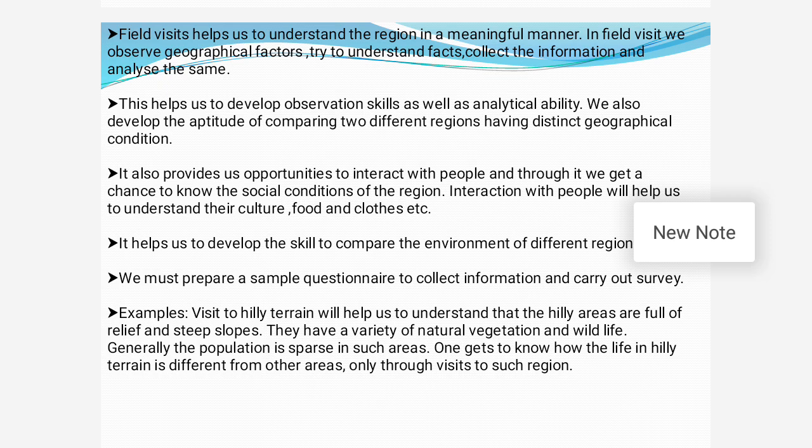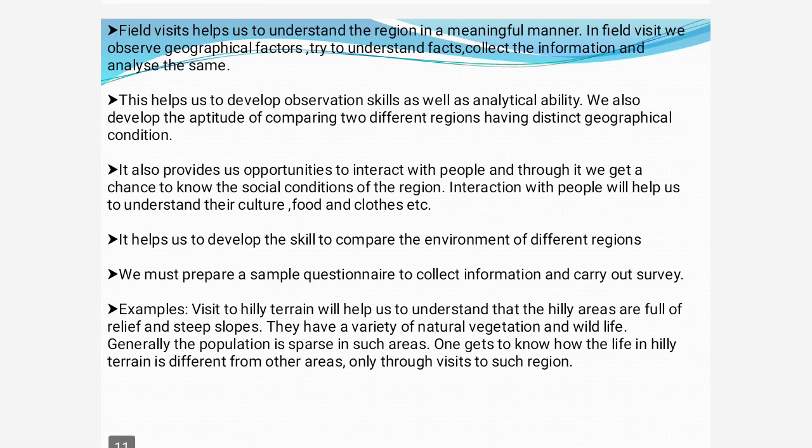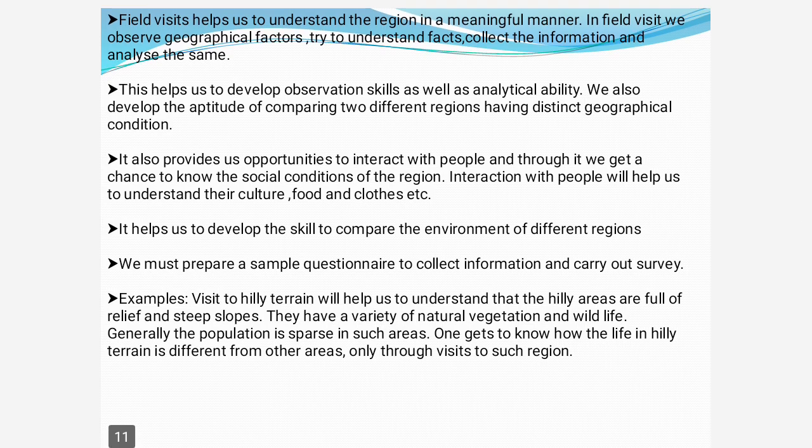If I'm going to Rajasthan, over there the culture, the food and the clothing habits will be totally different compared to Maharashtra. Field visit also helps us to develop the skill to compare the environment of different regions. I've already covered this point. We must prepare a sample questionnaire. Now, what do you mean by a questionnaire? Yes, it's a set of questions that is prepared to collect information and then carry out surveys.